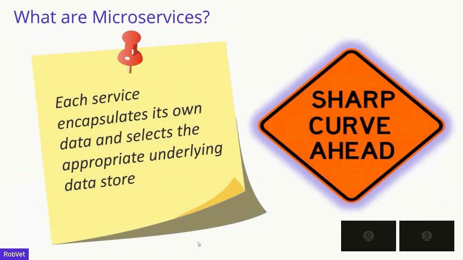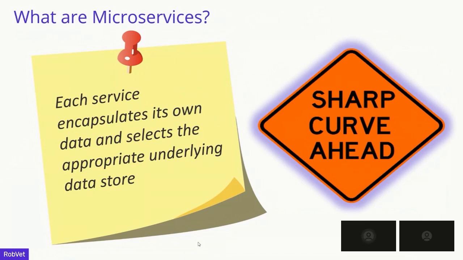Here's a big one. See this big sharp curve ahead? Because this basically rocks a lot of people. Each service should, by definition, encapsulate its own data. So what does that really mean? If I'm the product catalog service, I encapsulate my data. It's inside me, so to speak. I'm not sharing that data. And if I'm the shopping basket service, I encapsulate my data. And if I'm the ordering service, I encapsulate my data.